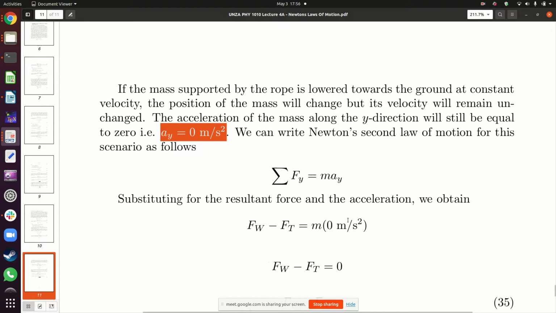So in that case, if the acceleration is 0 meters per second squared, you substitute for the resultant, which is the weight of the box minus the tension, equals the mass multiplied by the acceleration.